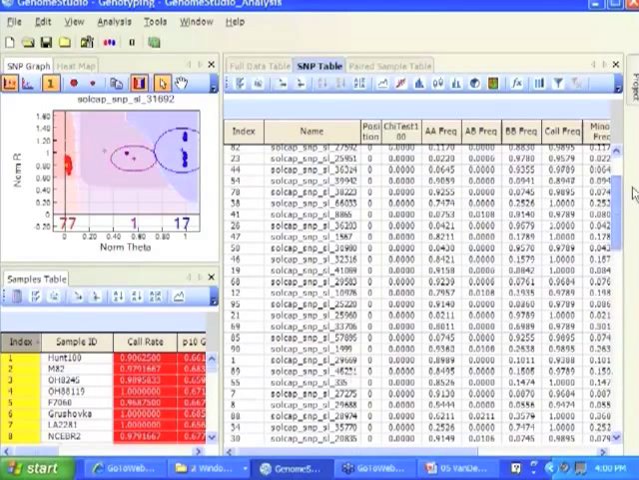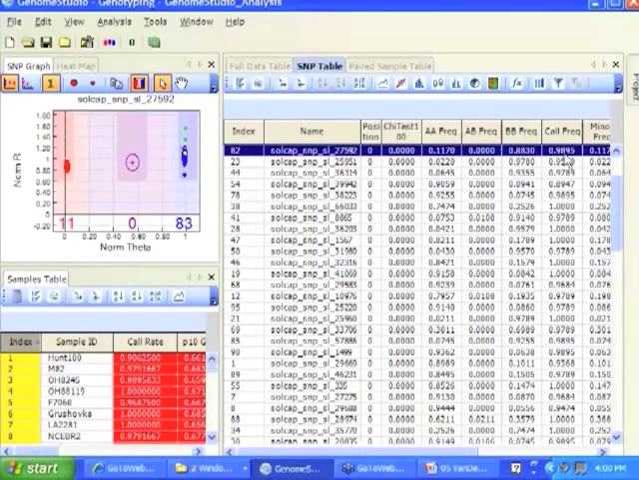The call frequency, so now this is by SNP instead of by sample. 98% of the samples in this SNP were called. This is a good SNP. Okay, so 98% were in clusters, essentially. You can change that quite easily.